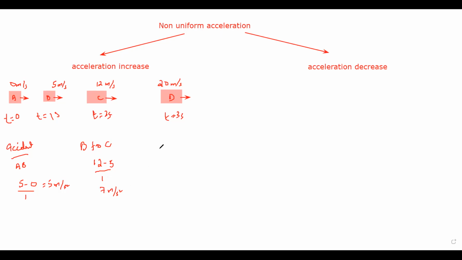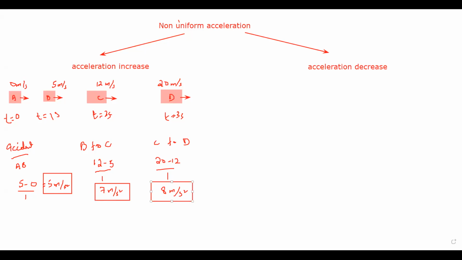And when we calculate acceleration from C to D, this object is accelerating, so it will be 20 minus 12 divided by the time interval, which is 1. So it is equal to 8 meters per second squared. So you can clearly see that the acceleration of this object is increasing. First it was 5, then it is 7, and then it is 8.